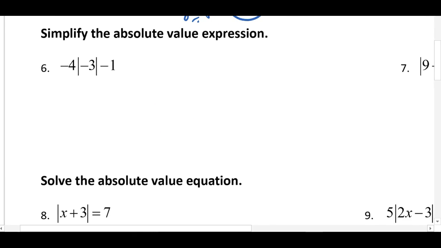Now what we've got to do is simplify this expression. First we need to take a close look at what's going on here. We want to identify what operations we have. Between this 4 and the bars, there's nothing there, so that means we're multiplying there. And here we have subtraction. But if we remember, PEMDAS tells us to do parentheses, exponents, multiply, divide, add, and subtract.